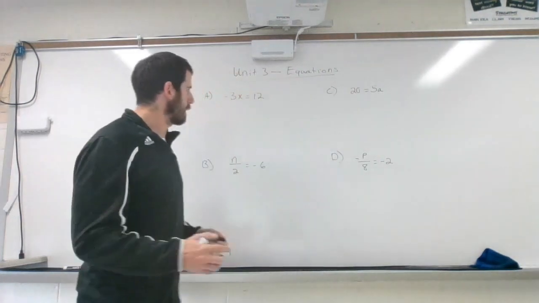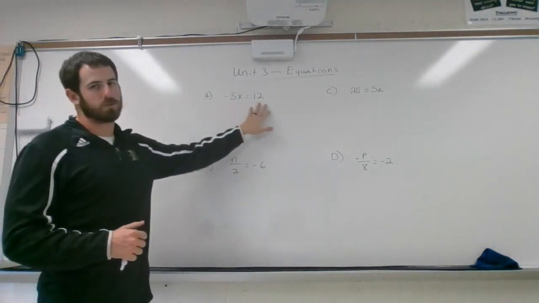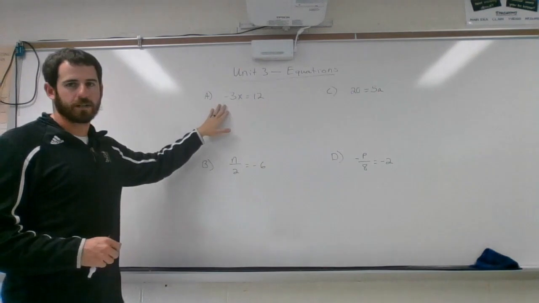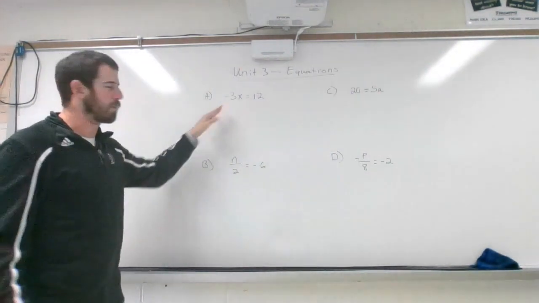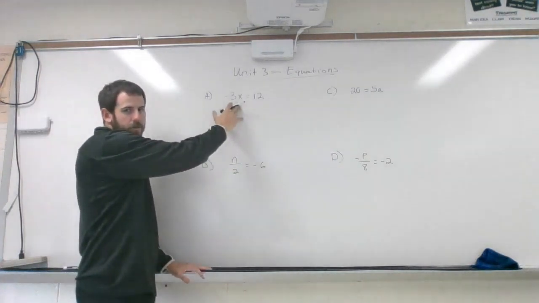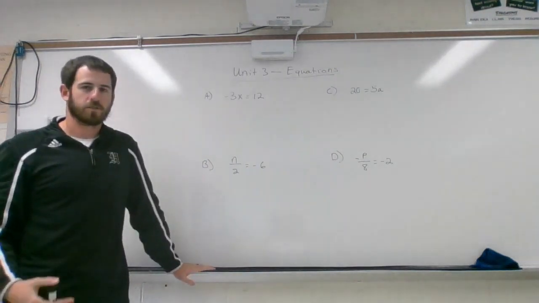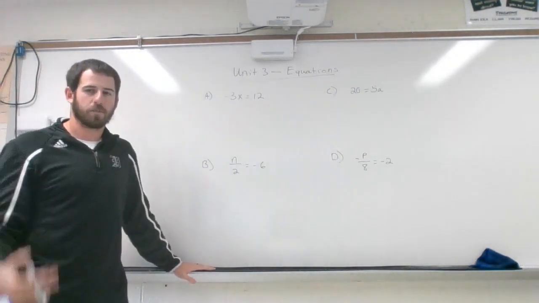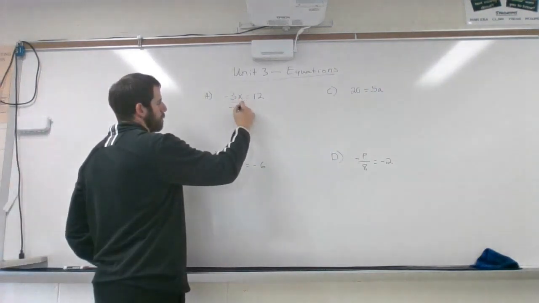So when I look at example A, we have negative 3x equals 12. Now I already started with a little trick here. A lot of people see the negative here and they're like, oh, I need to add the 3. But you're looking at what's happening between the number and the variable. Right now this is a coefficient, which means it's being multiplied. So to cancel it out, I do the opposite of multiplication and I divide both sides by negative 3.